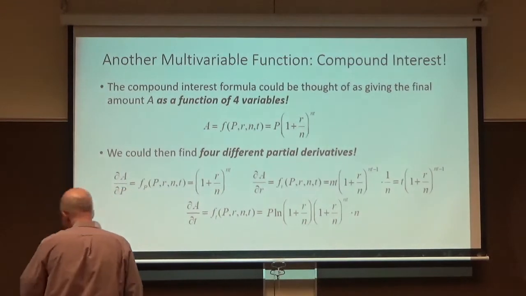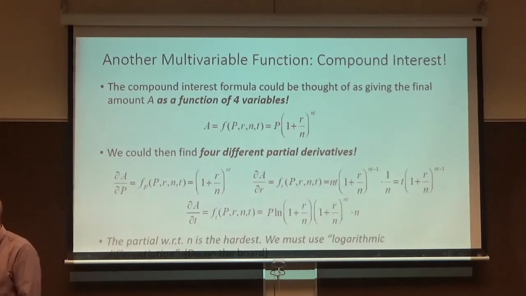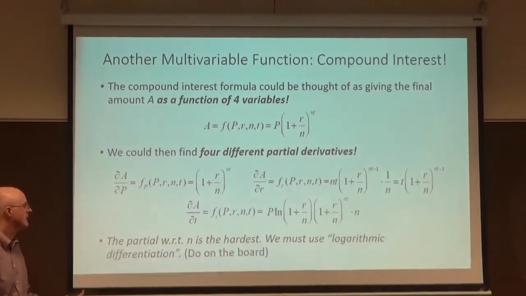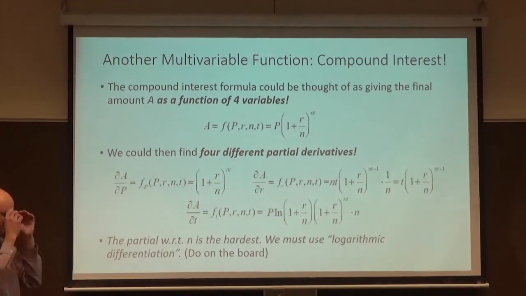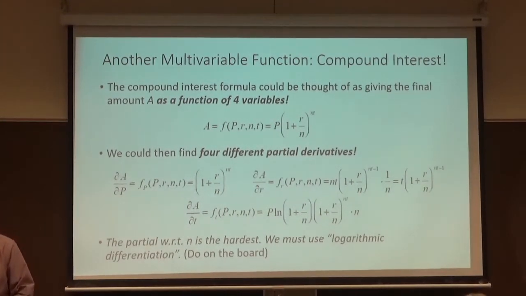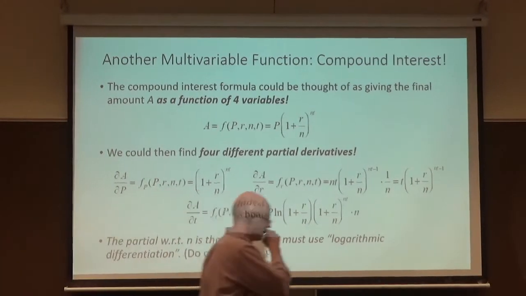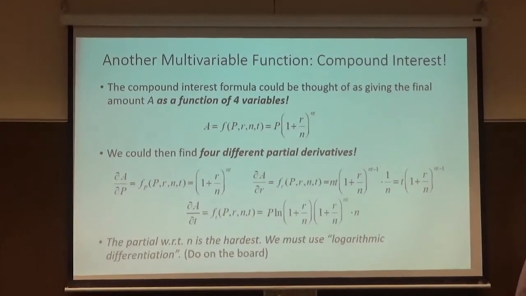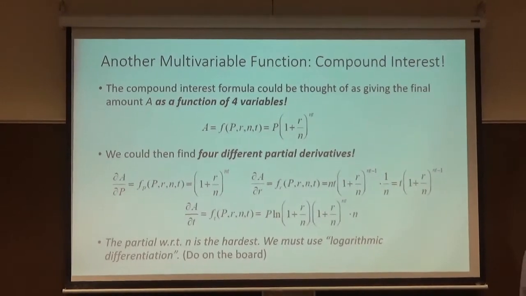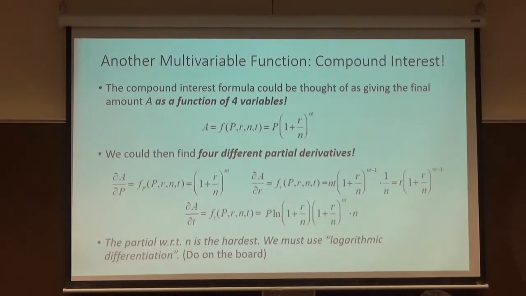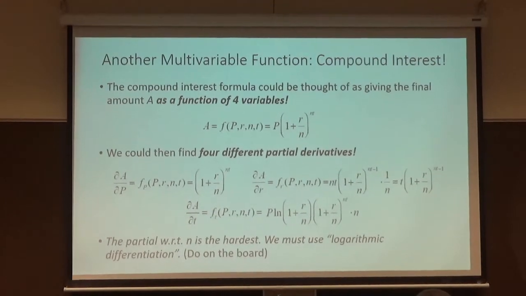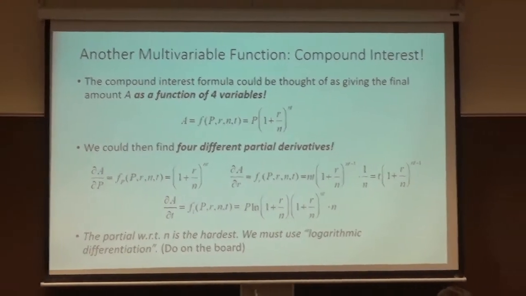The derivative with respect to n is the hardest one. The partial with respect to n is the hardest. You got to use a trick to do it. It's called logarithmic differentiation. Well, I'll show you the trick. I got to do it kind of fast because we're running low on time, and we still have more to cover. You might want to rewatch this part of the video.